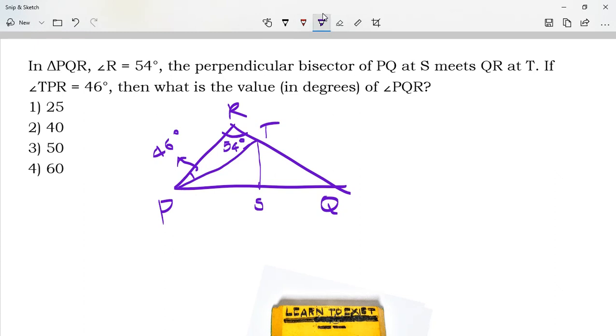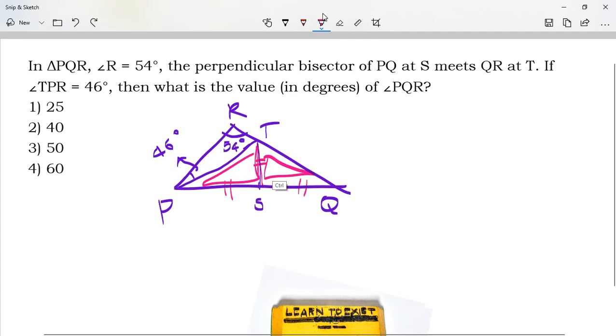Okay, so if you are looking at these two triangles, these sides are common in both the triangles, and since PS is equal to SQ, these two sides are also equal. And since this is the perpendicular bisector, this angle should be equal. Both should be 90 degrees. So we have two equal triangles, PTS and TQS.